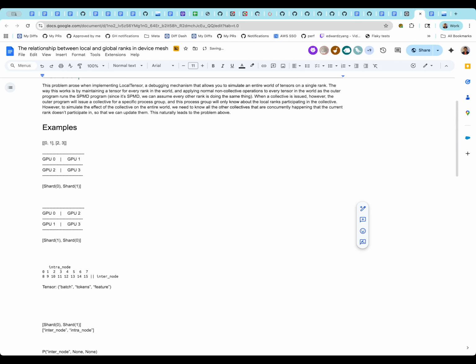Let's just work through this, okay? We said that for device mesh dim 0, aka 0, 2, we're going to shard dim 1 of the tensor. So 0, 2 goes this way. And for device mesh dim 1, aka 0, 1, the innermost dimension, we're going to shard on 0. So it goes 0, 1, like that.